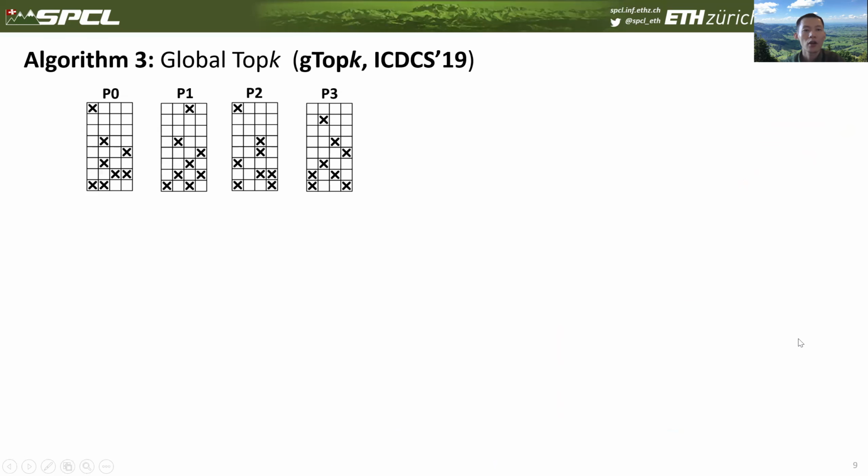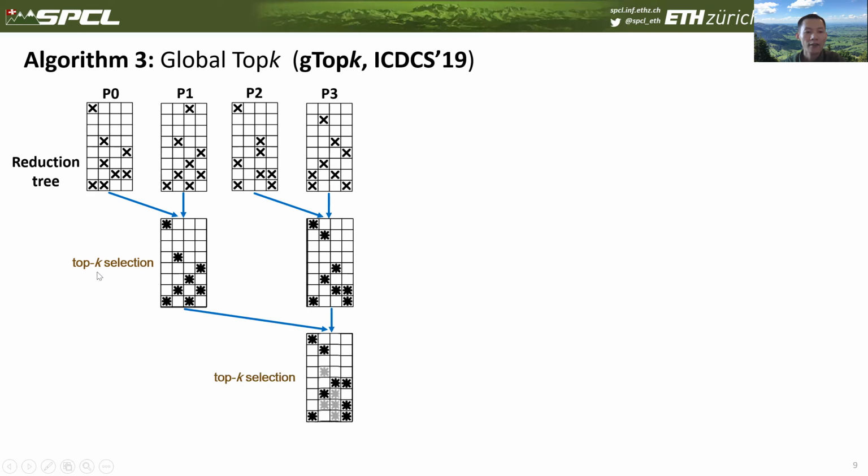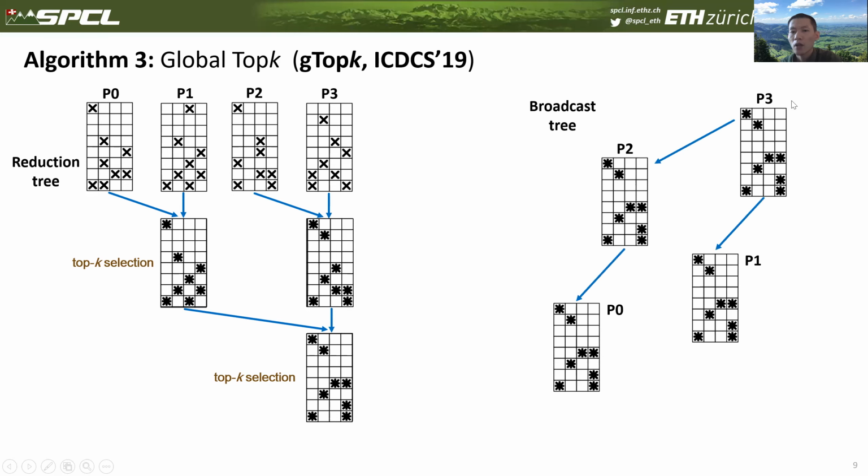The third algorithm is called global top K. We use G-Topk for brevity. G-Topk is a tree-based algorithm. First, it will conduct a reduction tree. To get rid of the filling issue, for each level of the reduction tree, it will conduct a top K selection operation. So at last, on the root node, here is P3, it will get the global top K values. And then the global top K values will be broadcast from the root node following the broadcast tree.